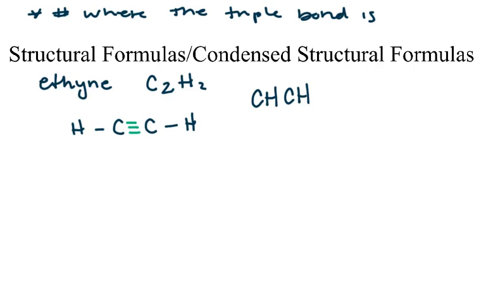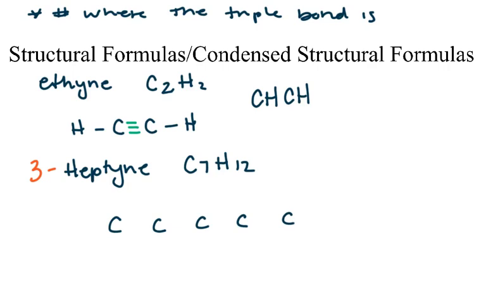Okay, let's look at one with a number. Let's look at 3-heptyne. So heptyne, hept we said was 7. So we're going to have C7H12 for this one. So let's start building our parent chain. So we have 1, 2, 3, 4, 5, 6, 7. And it says that our triple bond is at 3. So what I'm going to do is I'm going to start from the left-hand side. This is going to be carbon 1, 2, 3, 4, 5, 6, 7. So 3, I'm going to put my triple bond between the 3rd and 4th carbon.